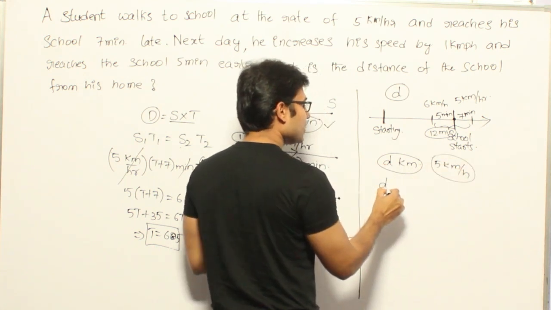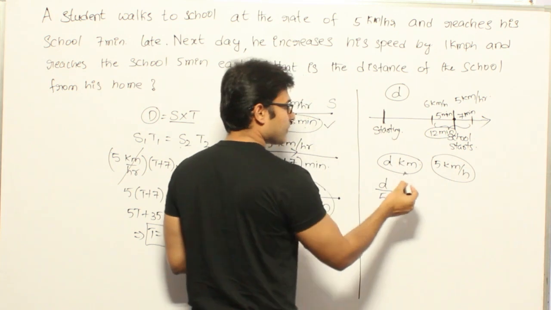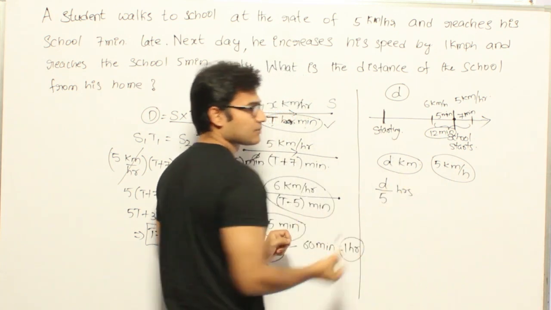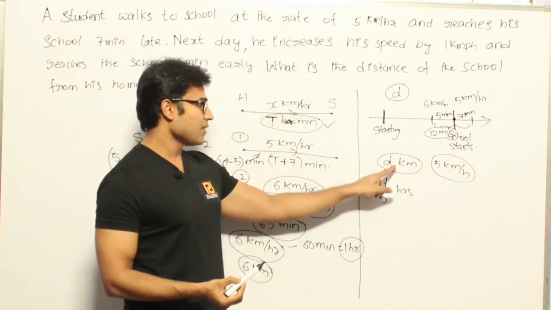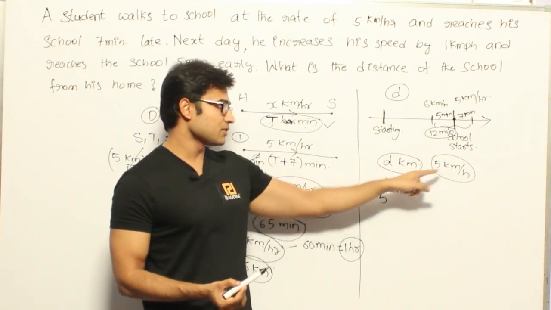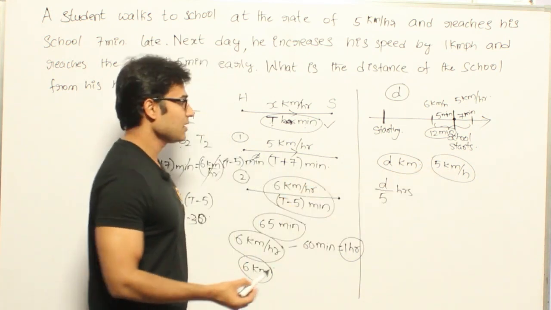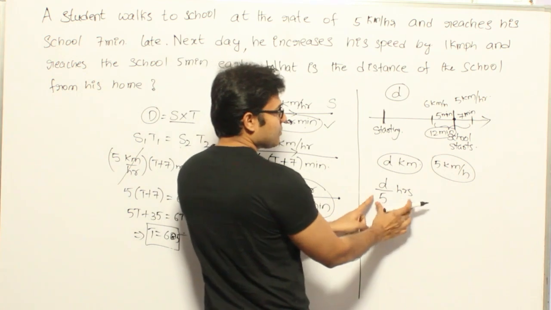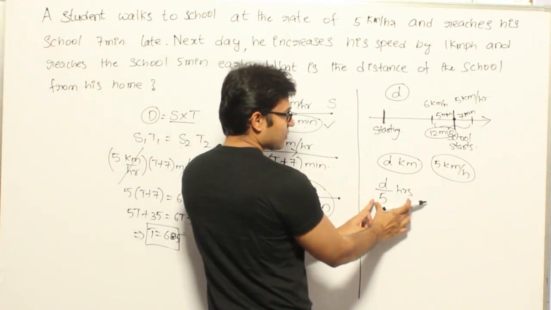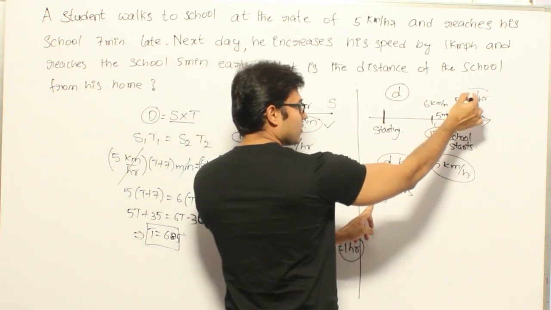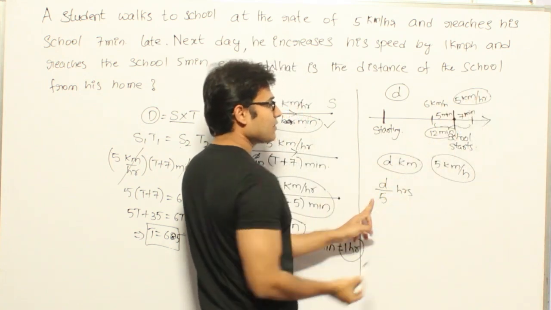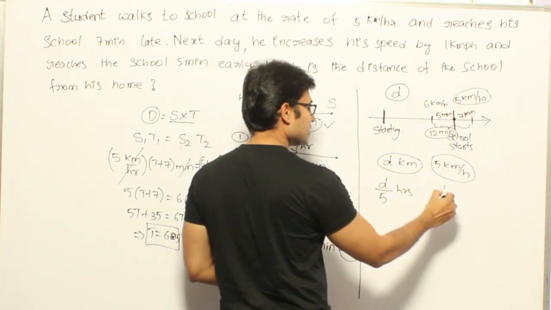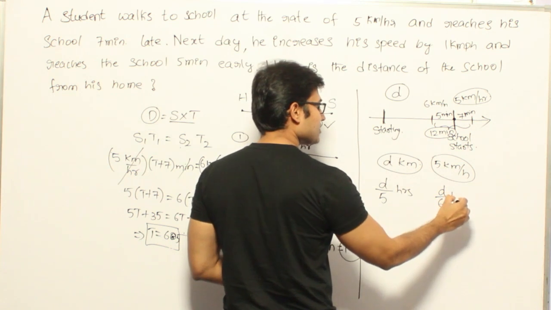So that will be d by 5 hours, right? Divide d by 5, kilometers and kilometers will get cancelled and I get the time in hours, right? Now this is the time taken when I travel at 5 kilometers per hour. Now what is the time taken when I take 6 kilometers per hour? It is d by 6 hours, right?